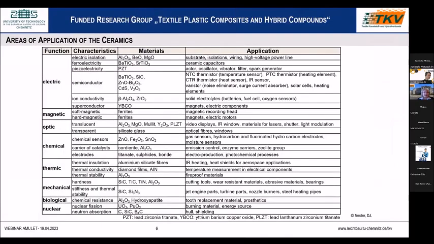So the application fields of the ceramic materials are very diverse, of course. I don't want to report now on which applications are available in the monolithic materials in the following slides. However, I want to present the differences between the monolithic ceramic materials and the fiber reinforced ceramic materials.